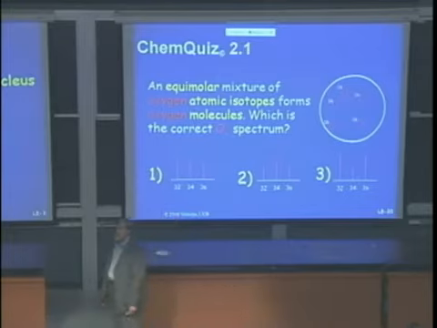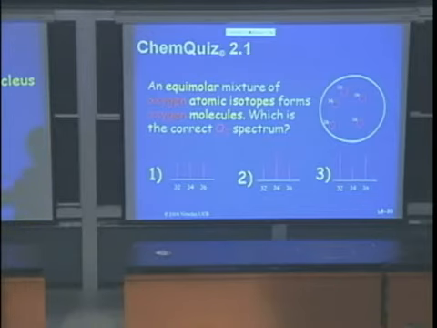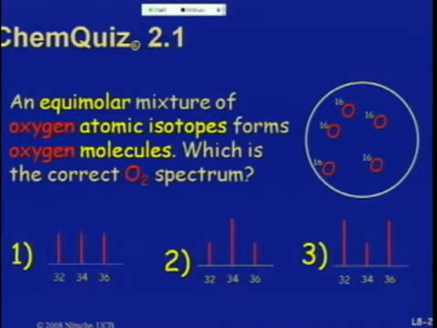In nature, of course, the ratio of oxygen 16 to oxygen 18 is not equimolar. But let's just assume for the heck of it that we have the same amount of oxygen 16 and the same amount of oxygen 18, all right? And we run this through our mass spectrometer. Of course, they react. The oxygen doesn't stay around by itself, okay?